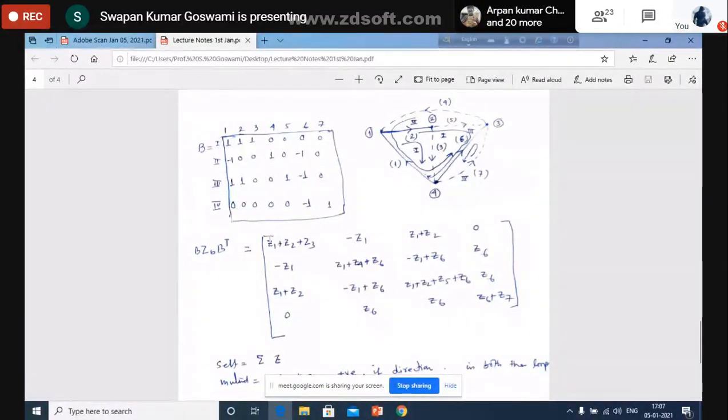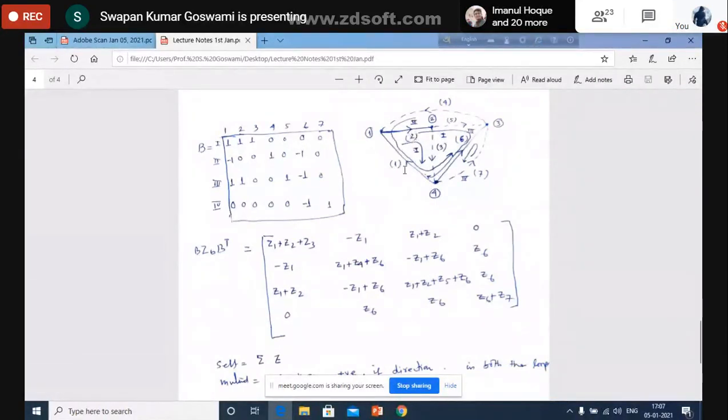Now between loop 1 and loop 3, this is loop 1 and this is loop 3. So what are the common elements? In loop 1 we have Z1 and Z2.